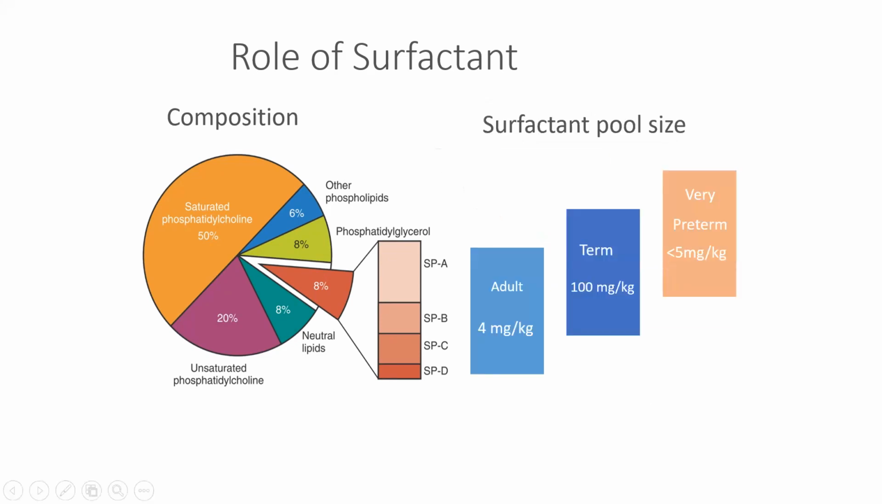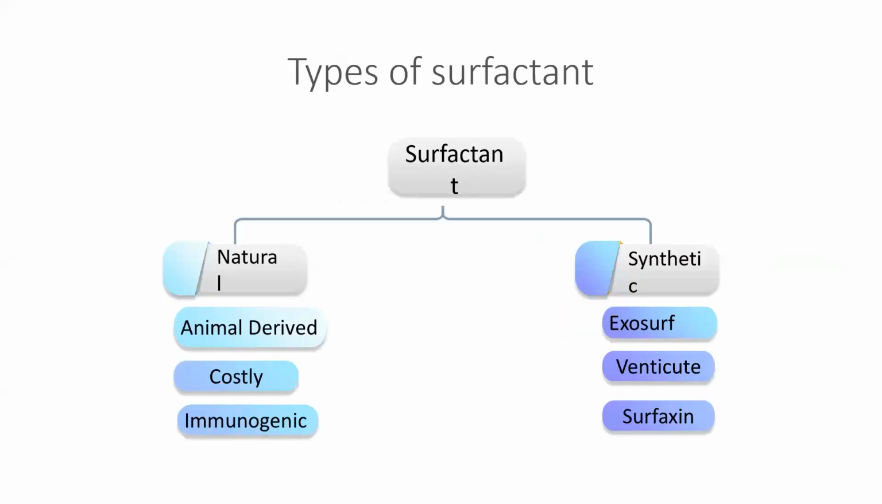So surfactant amount for the adult would be 4 milligram per kg. For the term, it would be 100 milligram per kg. In preterm baby, normally it is less than 5 milligram per kg. So that's why most of the surfactant vials have a dose of 100 milligram per kg of surfactant for their uses.